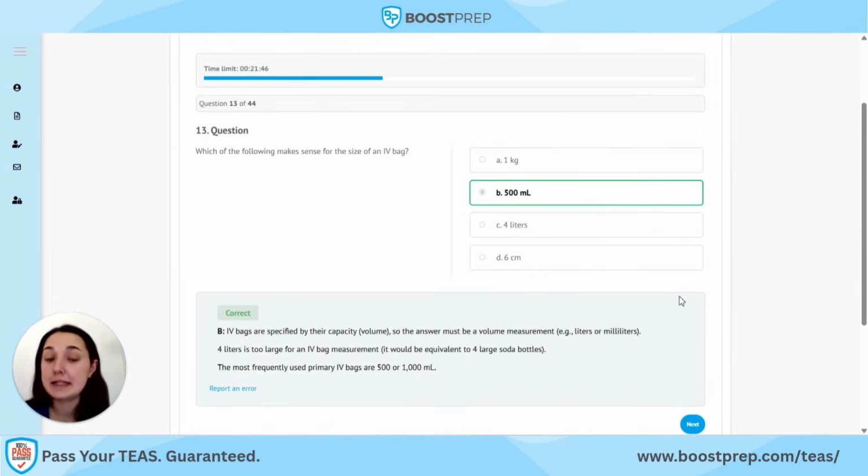The correct answer is B. 500 milliliters. IV bags are specified by their capacity, which is volume. So kilograms would be weight, centimeters would be a length measurement. So then you'd be looking at B and C for volume measurement. 500 milliliters or 1,000 milliliters are the most frequently used primary IV bags, and 4 liters would be too large.